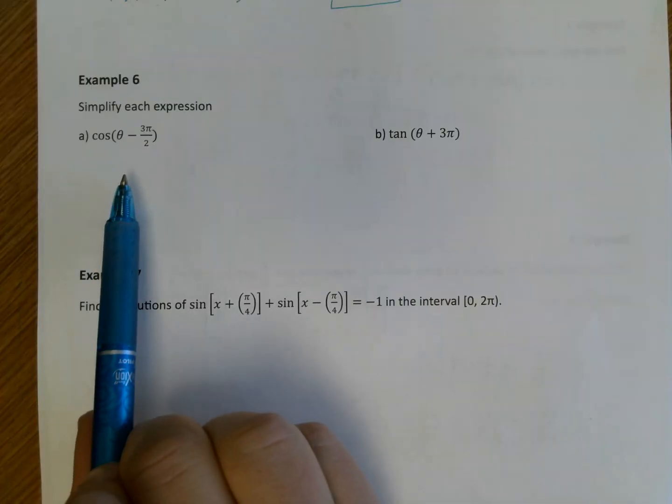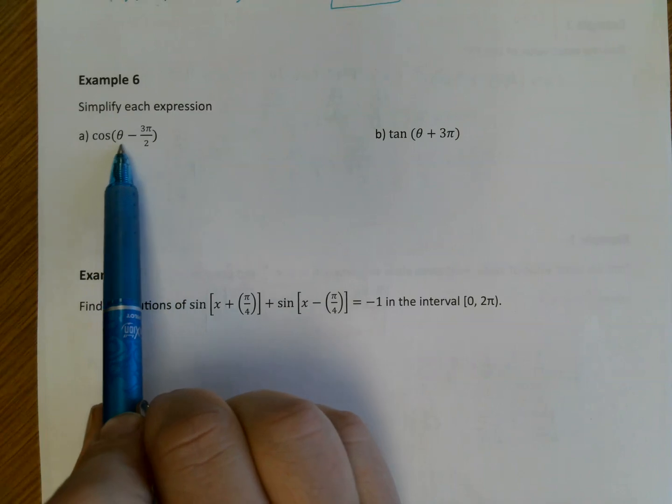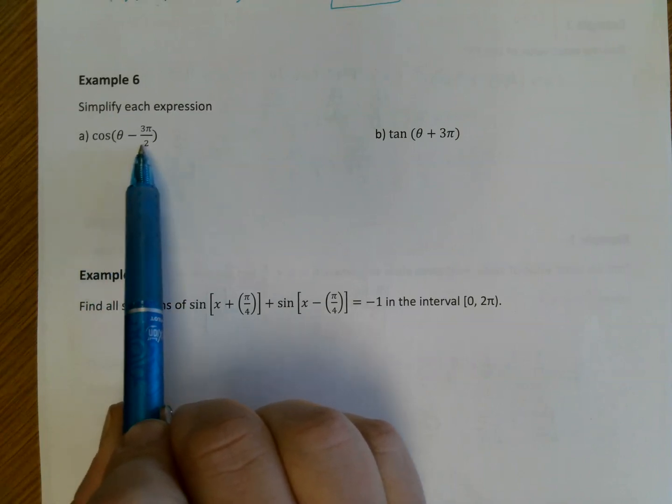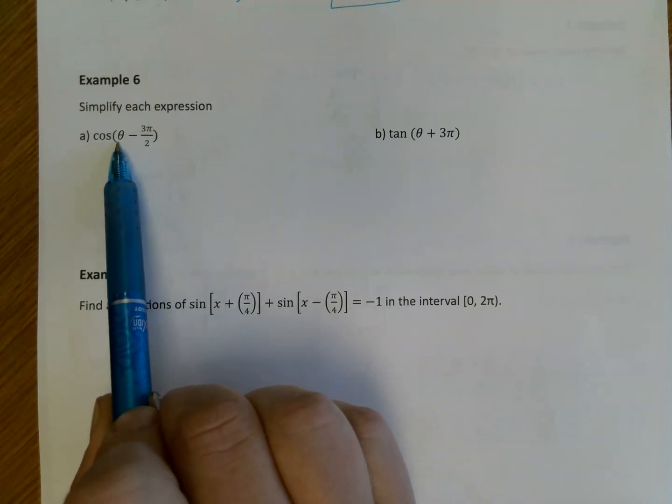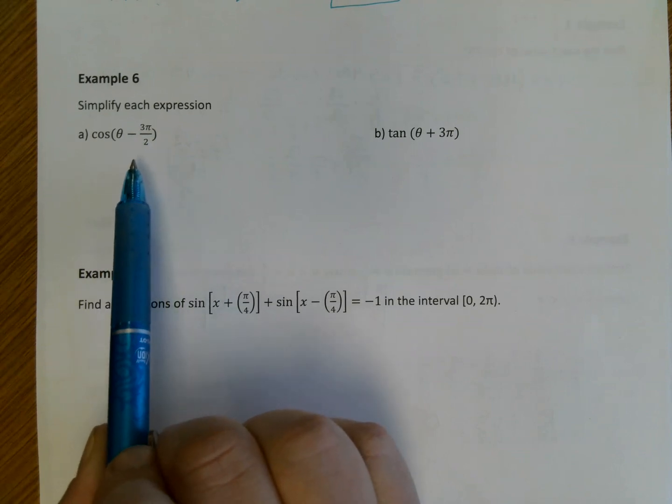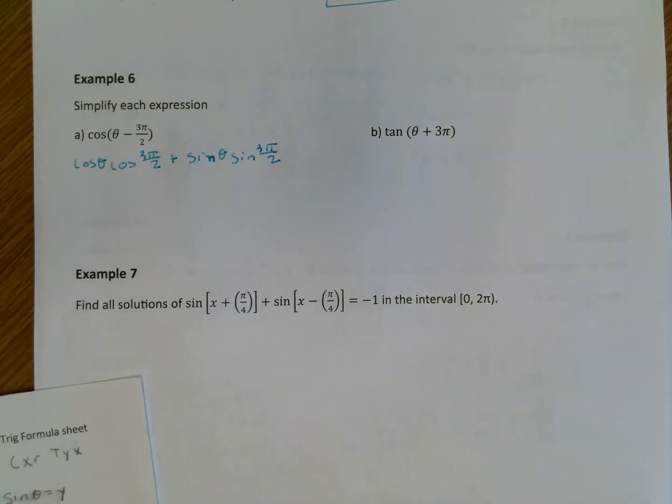So for A here, I want you to first try to write out the formula before we simplify. So write out the whole formula with cosine subtraction. This is your U, this is your V. So pause and try to do that first. And here again, we simplify where we can.